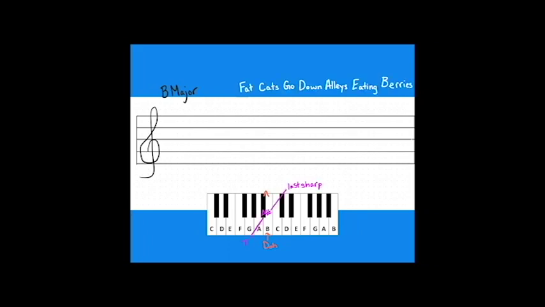So we're going to look at our order of sharps, and we know that A sharp is our last sharp, so we don't need these guys that come after it, but we do need all of the ones that come before it. F, C, G, D, and A. So we'll now write our key signature. F sharp, C sharp, G sharp, D sharp, and A sharp. And that's 5 sharps, the key signature for B major. To be continued.